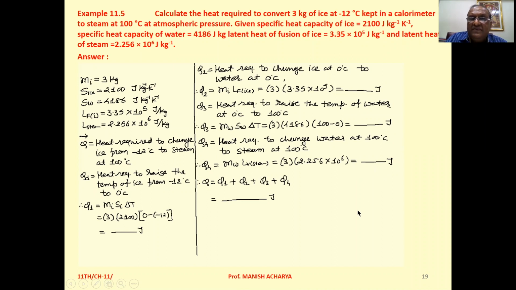This much joule. So total amount of heat required to change the ice, which is at minus 12 degrees Celsius, to steam at 100 degrees Celsius, that is Q1 plus Q2 plus Q3 plus Q4. Take the summation of all these, you will get the answer. Clear to all of you?